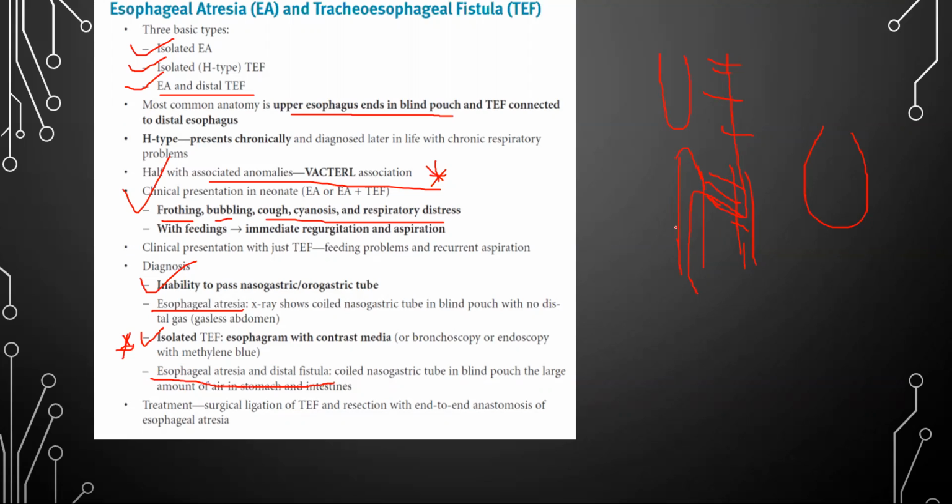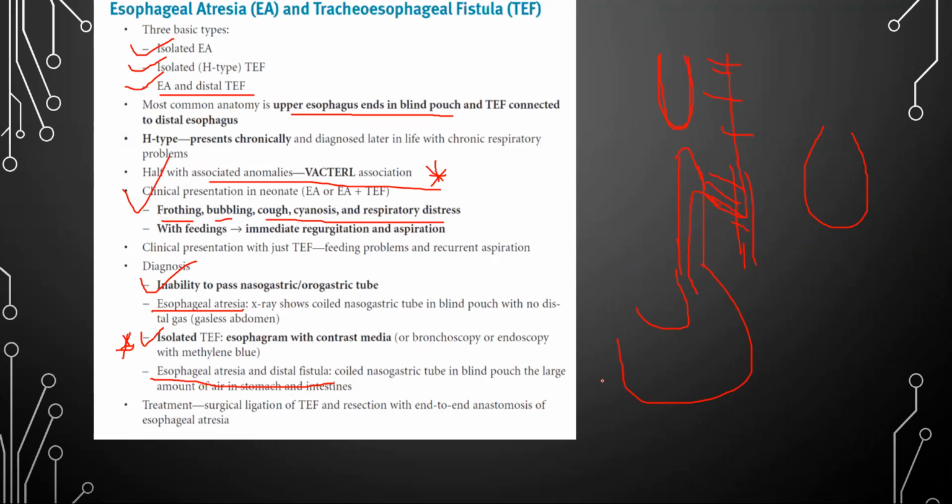If there is esophageal atresia with a distal tracheoesophageal fistula, then what will happen? Because the upper esophagus is ending in a blind pouch, you will be unable to pass the NG tube. So there will be coiling of the NG tube. That's one finding. Another is that you will find a large amount of gas in the abdomen. Because of this fistula, air from the trachea goes through the fistula into your esophagus and then into your tummy. So this is how you will be able to diagnose it in the exam.